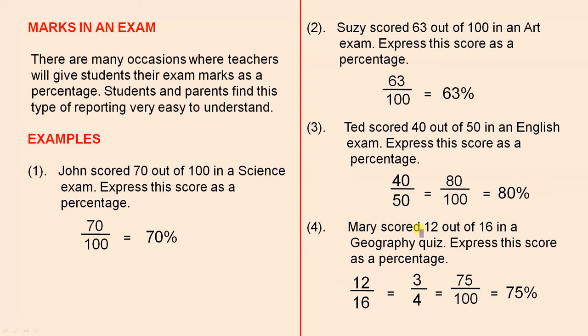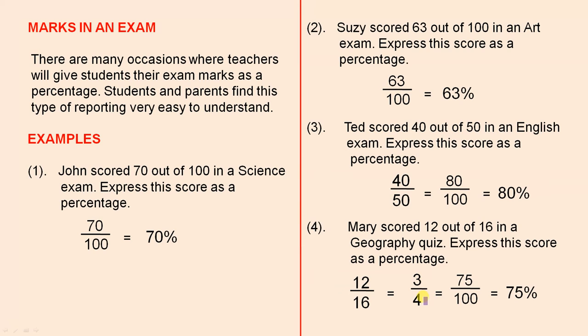Example 4. Mary scored 12 out of 16 in a geography quiz. Express this score as a percentage. We have 12 out of 16. Now we can simplify 12 out of 16 for the equivalent fraction of 3 over 4. 12 divided by 4 gives us 3. 16 divided by 4 gives us 4. So it's 3 over 4.